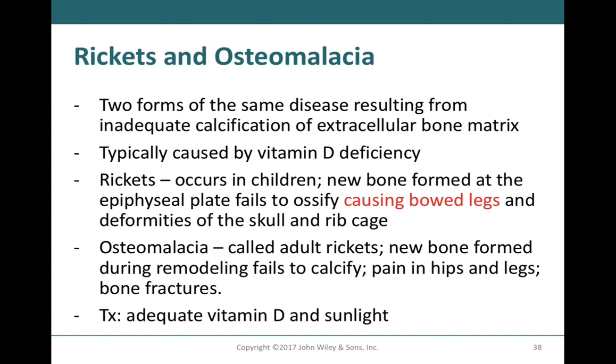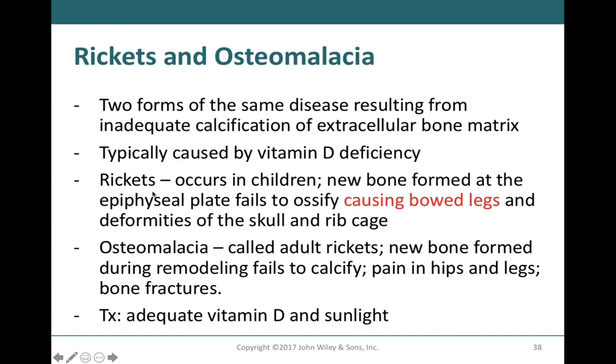If we don't have enough vitamin D to absorb calcium into our bodies, we're not going to have enough calcium to put into our bones and make our extracellular bone matrix very hard and firm. So one of the major causes of this is in fact vitamin D deficiency, because without vitamin D we can't absorb calcium, and if we don't have calcium we can't make strong bones.